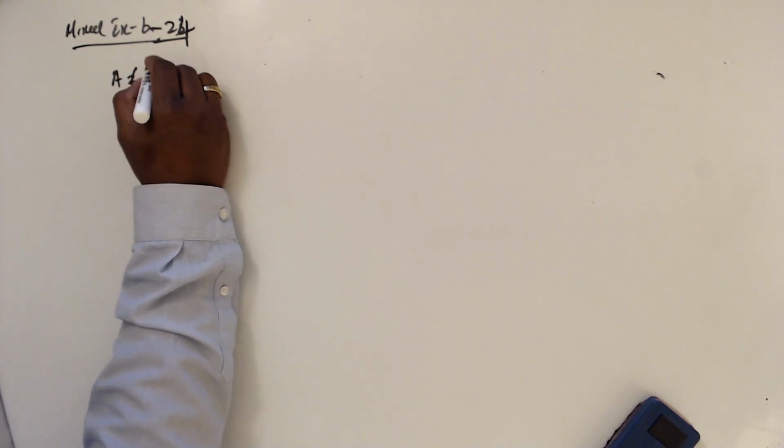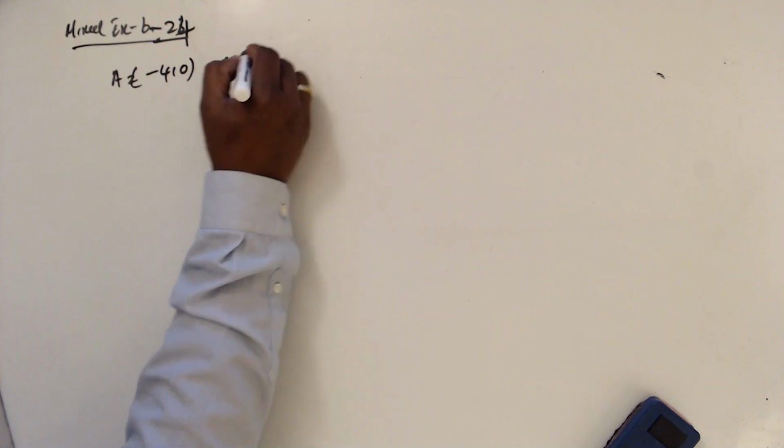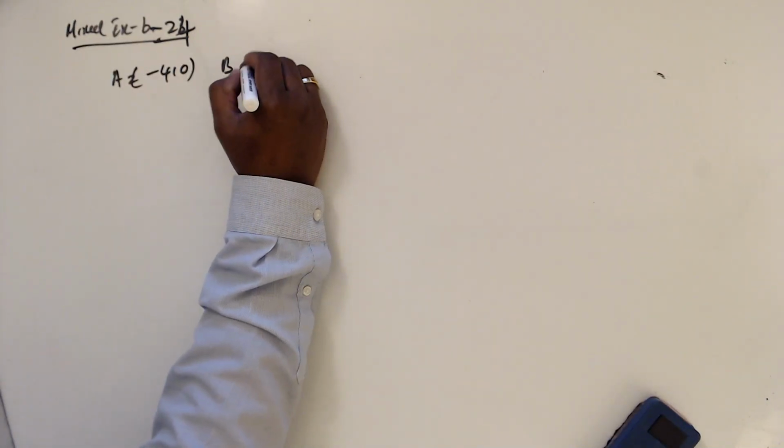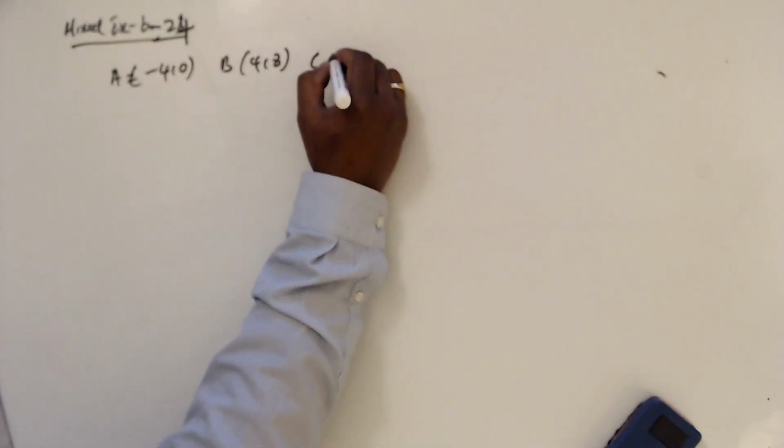A lot of algebra. A equals minus 4, 0, B equals 4, 8, and C is 6, 0.